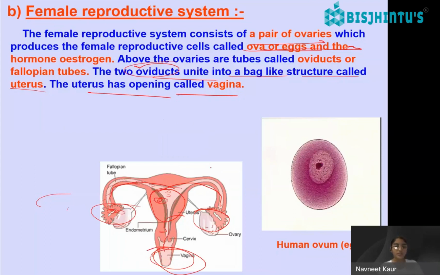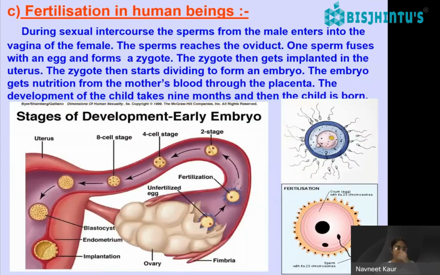Okay, so this is about the female reproductive system. Here we have the diagram of the human ovum, or the egg, we can say. These are the outer coverings and this is the main part of the egg. So next we have fertilization in human beings. How does fertilization take place in human beings? Now we are going to study that.